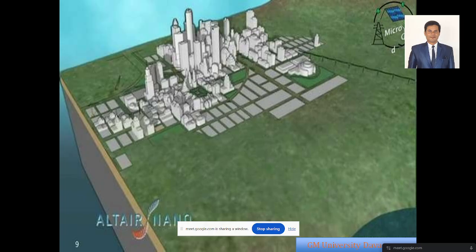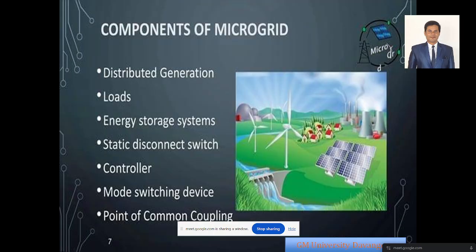We have in the grid the loads, the controllers, the static disconnecting switch, and the energy storage system, that is a battery. Switching devices also we have, that is, power electronic devices will be there for the switching. For converting and controlling we require the power electronic switching devices, right. All these will be interconnected for proper reliability.